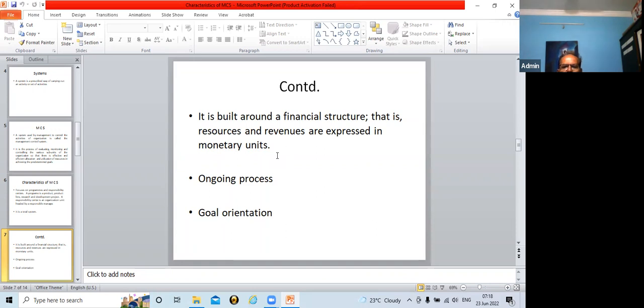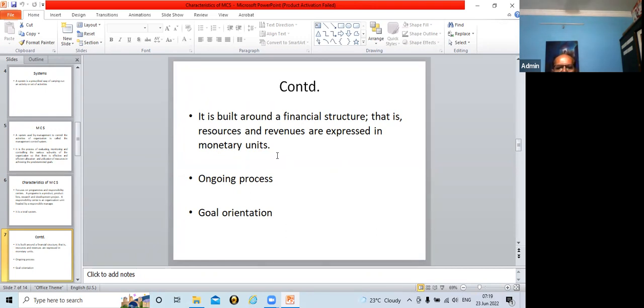The next characteristic of EPM is goal orientation. What is it? Every unit of a company, every section of a unit, must have a goal, so that the people working in that particular unit or section will have clarity to chase and complete that goal. Without a goal, one cannot have a clear direction to move ahead. So that's goal orientation.